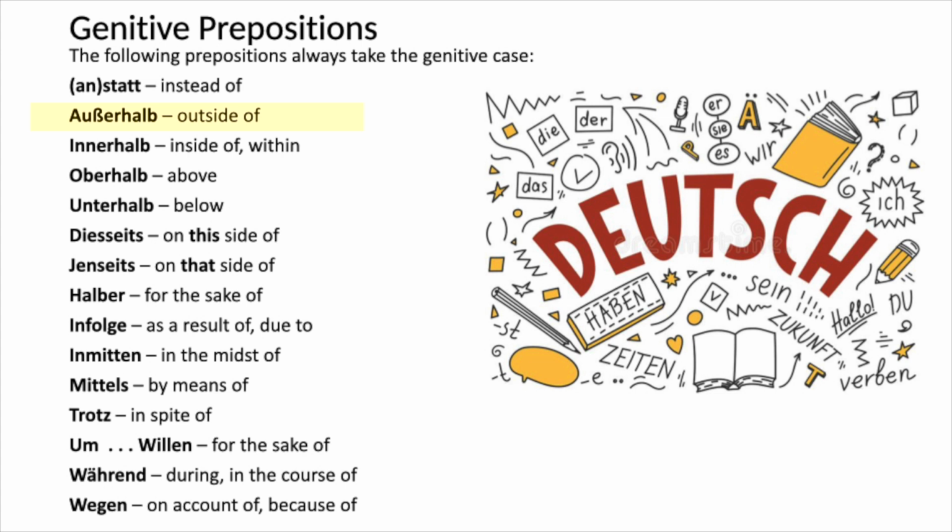Außerhalb is outside of, innerhalb is inside of or within, oberhalb is above, unterhalb is below, diesseits is on this side of, jenseits is on that side of, halber is for the sake of, infolge is as a result of or due to, inmitten is in the midst of, mittels is by means of, notice the word of recurring often here, trotz is in spite of, willen, to show that these are, typically separated, is for the sake of, während is during or in the course of, and wegen is on account of or because of.